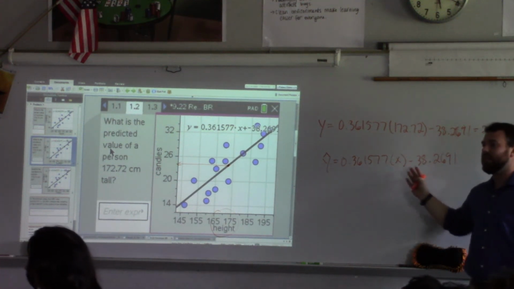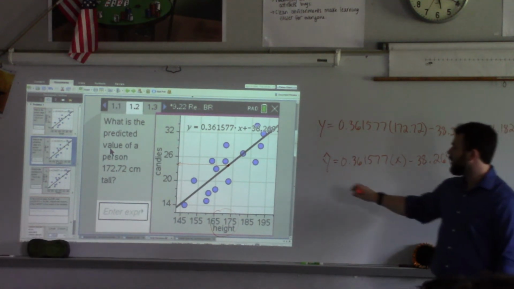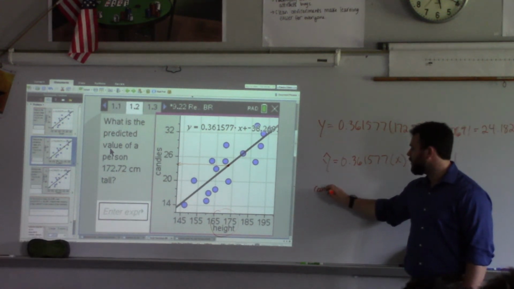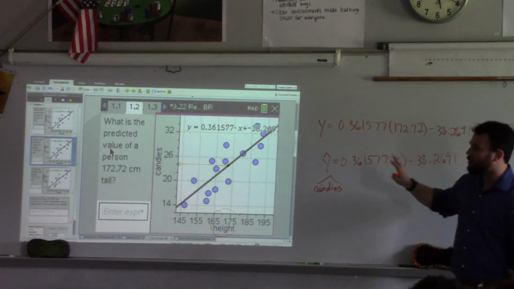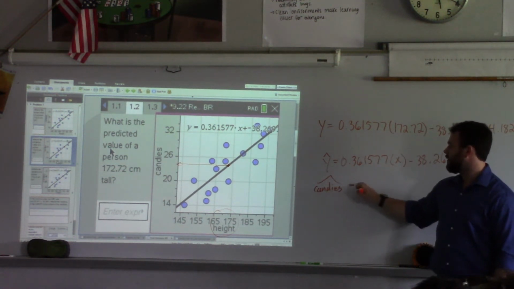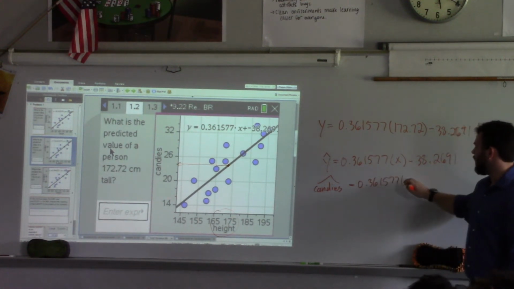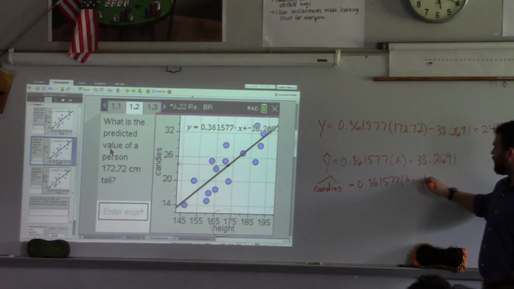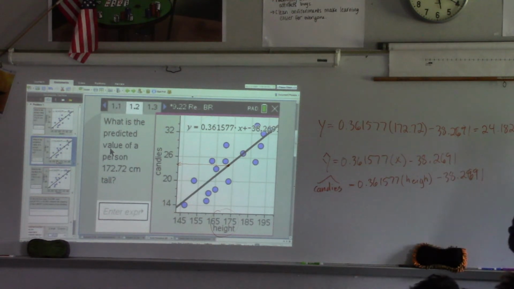We've got to remember that there is always a context to this. When I look at y, that's candies, and you can even write it like this, candies hat, right? That is the predicted number of candies. It is 0.361577 times the height minus 38.2691. You good with that?